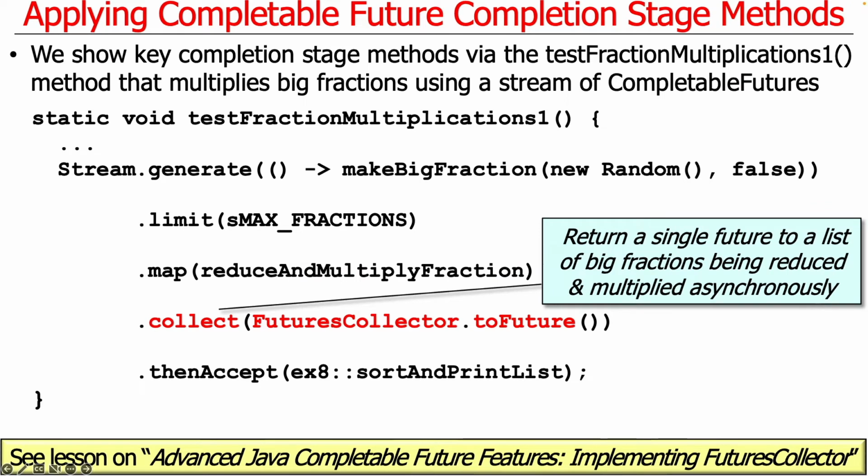Remember, we had a stream of completable futures to big fractions that came out of map. And now what we want to do is use the collect method, which you've seen before in the context of sequential and parallel streams. In this case, it's a sequential stream. And we're going to return a single completable future to a list of big fractions that at that point have finished being reduced and multiplied. But when we get the completable future back, those computations are all taking place in the background in the common fork join pool. So it's really a very interesting model.